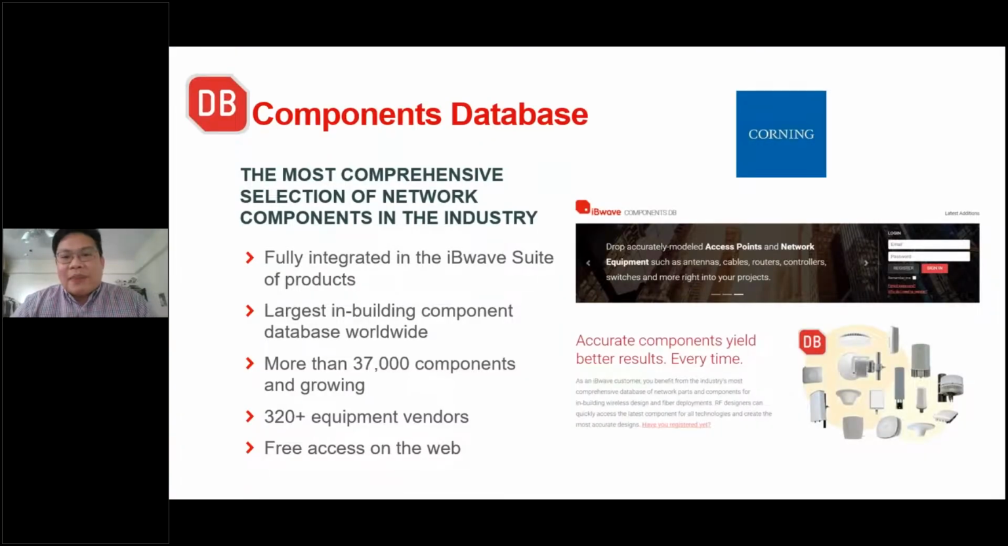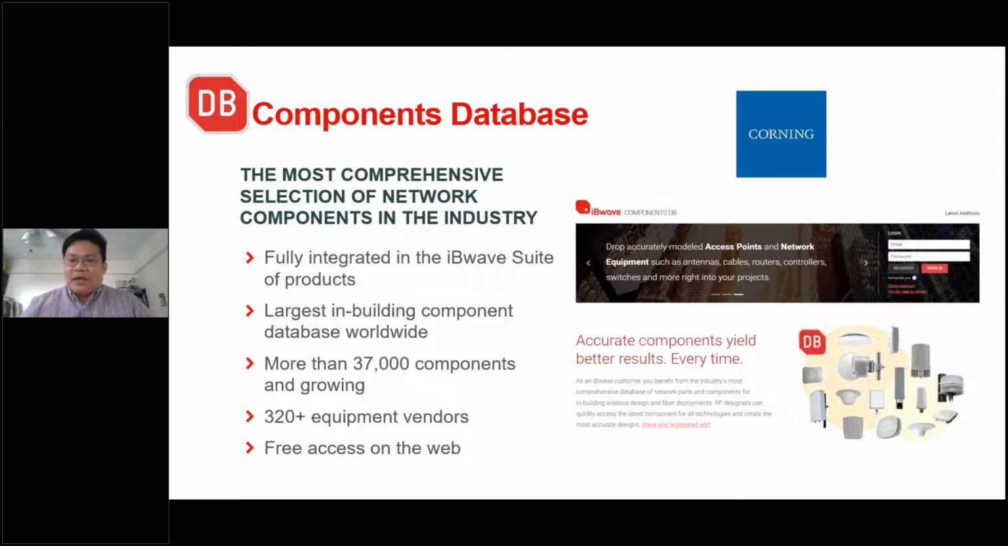Component database. ibwave has the largest component database in the world. It consists of more than 37,000 components and is growing every quarter. We have more than 320 equipment vendors updating their equipment in our database quarterly. And it's not only Corning products, there are other products as well.